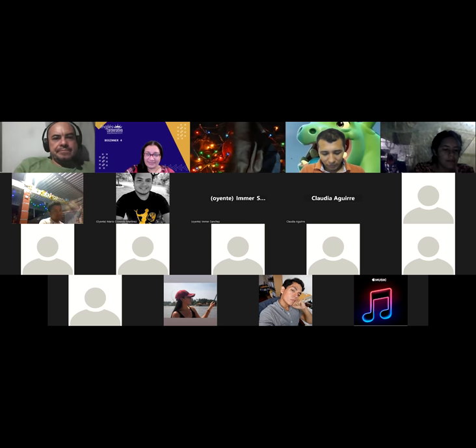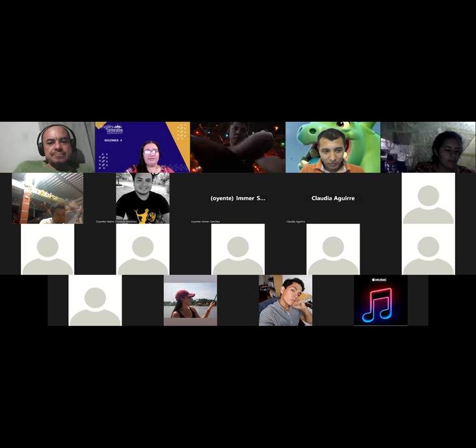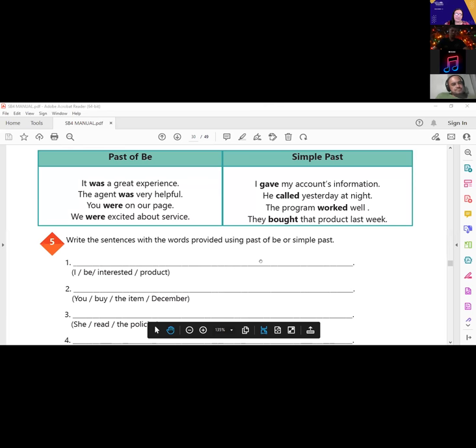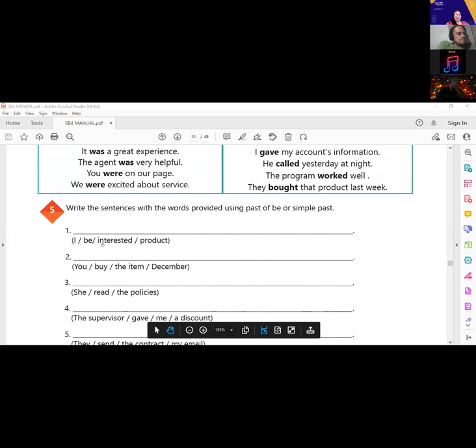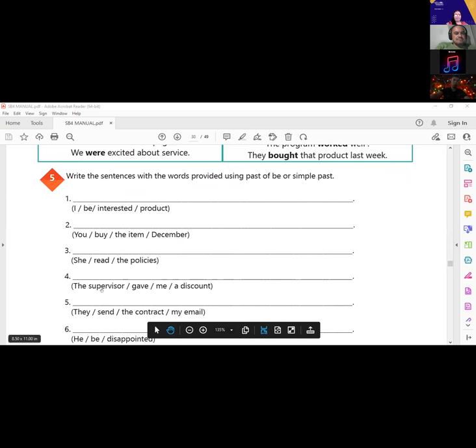Okay, déjenme ver, vamos a regresar al manual. Hoy sí. Quiero que revisemos la parte que ellos les presentan. La primera oración definitivamente es el verb be en pasado, right? La siguiente no es el verb be, aquí está buy. Usted tiene que saber cuál es el pasado de buy. En el siguiente está el verb read. So you have to know what is the past of the verb read. The next one.